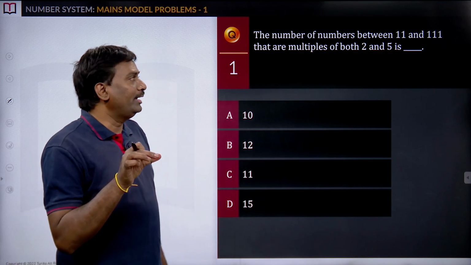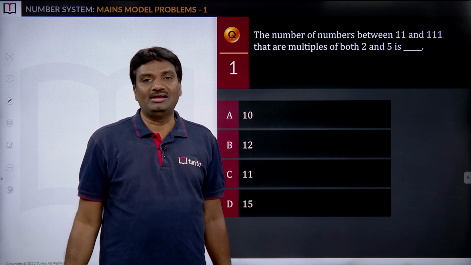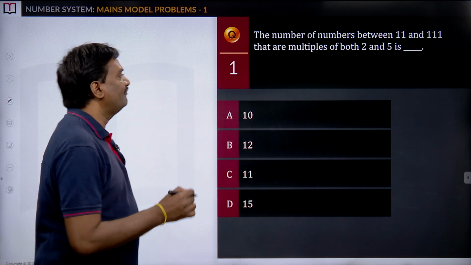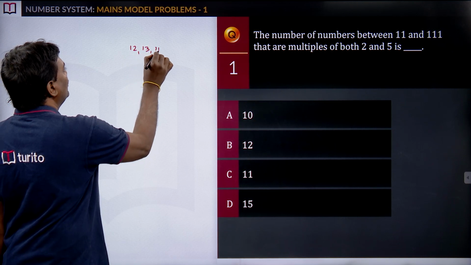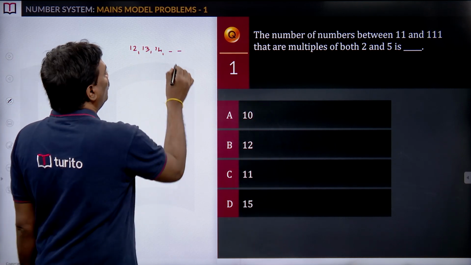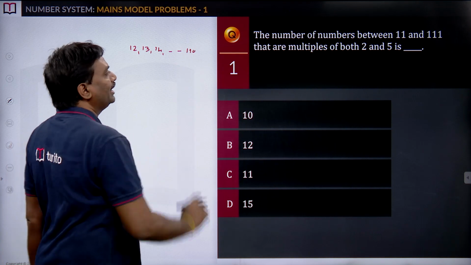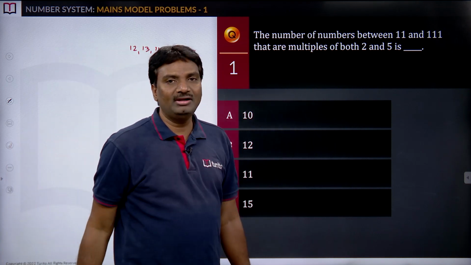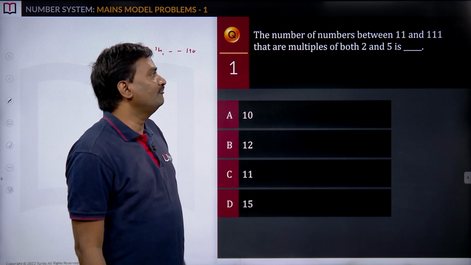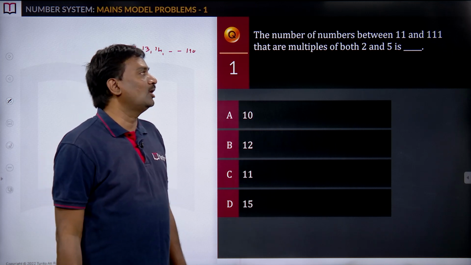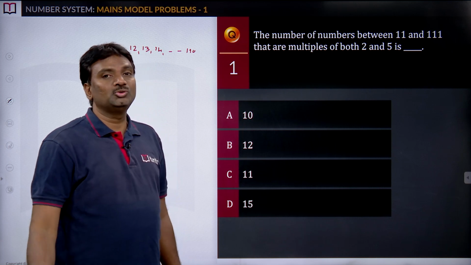The number of numbers between 11 and 111 that are multiples of 2 and 5 means, by choosing one number between 11 and 111. Between 11 and 111 means you will get 12, 13, 14, so on, up to 110. Do not consider 11 and 111, just take the numbers between them only. The number of numbers between 11 and 111 that are multiples of both 2 and 5.